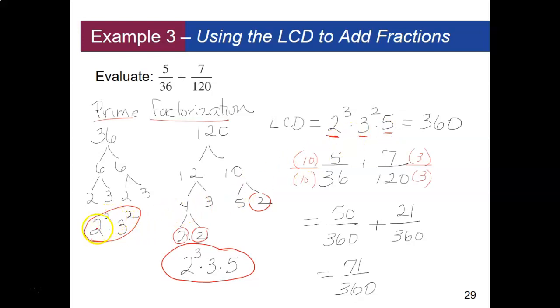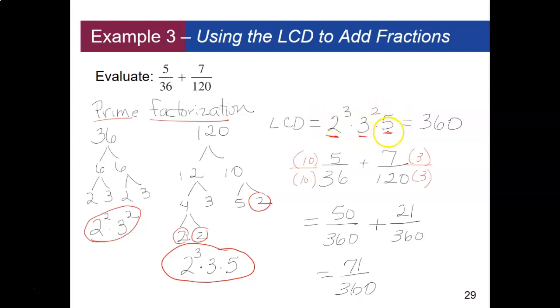Okay, when I look at my 2's, this one's to the second power and this one's to the third power. I want to take the highest. So I'm going to do 2 to the third power. And then on the 3's, I've got 3 to the first and 3 to the second. So my highest power is this 2, and that's where this 2 is going to come from. I only have the 1, 5, so it's going to be here.